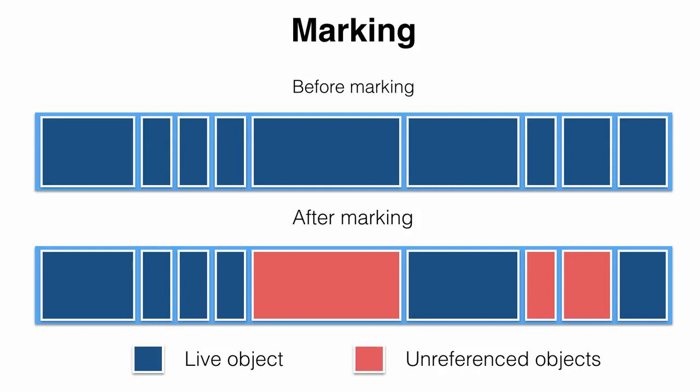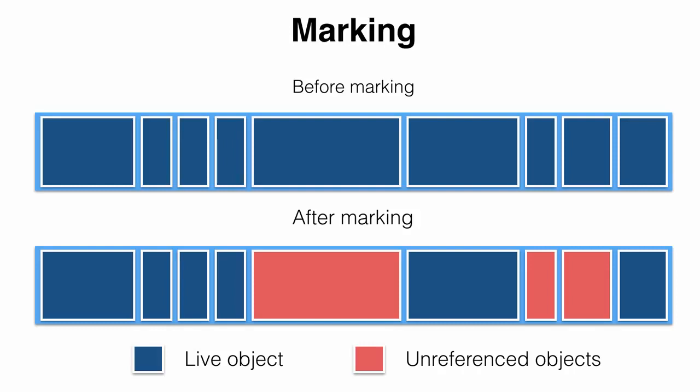So first things first, here we have two demonstrations of how Java works when it comes to picking up objects. Firstly, we have before marking, and then after marking. All the ones in dark blue are the live objects, and the ones in red are the unreferenced ones.